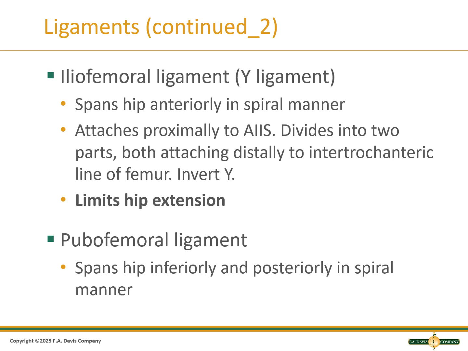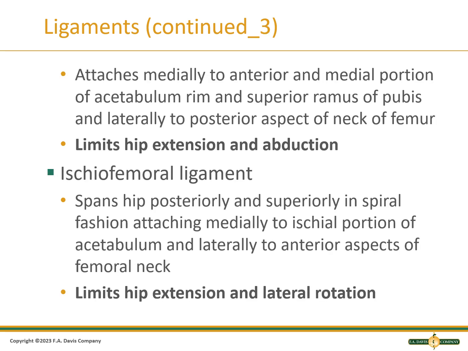Our pubofemoral ligament spans the hip inferiorly and posteriorly in this spiral manner. Remember I talked about how they all wrap around. And it attaches medially to the anterior and medial portion of the acetabular rim and the superior ramus of the pubis, and laterally to the posterior aspect of the neck of the femur. This ligament serves to limit hip extension and abduction. Remember, hip extension is the motion most limited by the joint capsule, and so all 3 of our ligaments serve to limit hip extension.